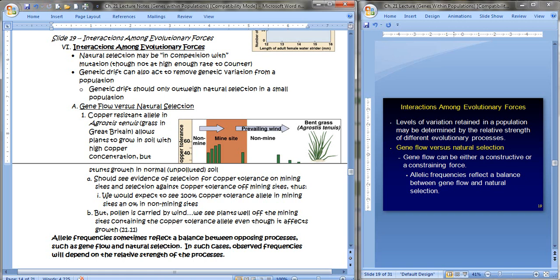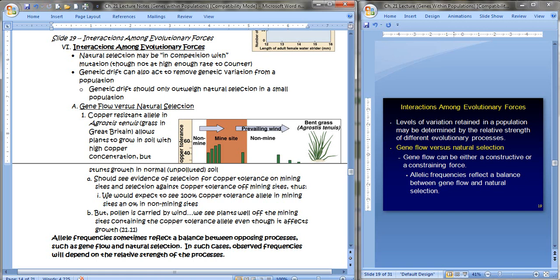The next topic of discussion is the interactions among evolutionary forces. So here the idea that we need to think about is that natural selection might actually be in competition with mutation, although it's not at a high enough rate to really counter its effects. Genetic drift can also act to remove genetic variation from a population. Genetic drift should only outweigh natural selection in a small population, though, not in a large one.